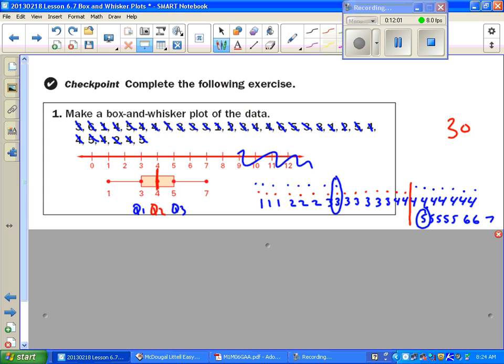And then your whiskers, what goes out from 3 to 1 and what goes out from 5 to 7, those are your whiskers. That just shows your minimum value, in this case 1, and your maximum value 7. So your box and whisker plot should look like that. A lot of people will take that box and put it on top of the number line, which is just as good, if not better.